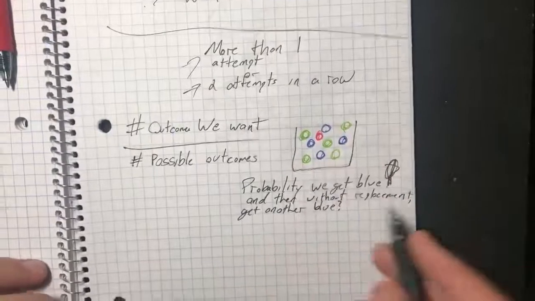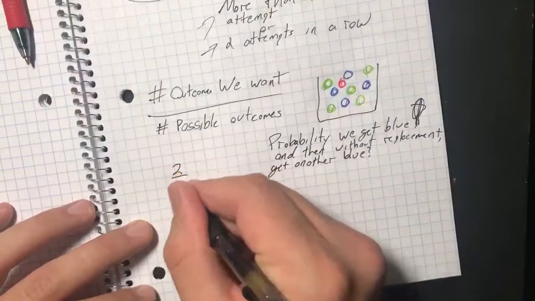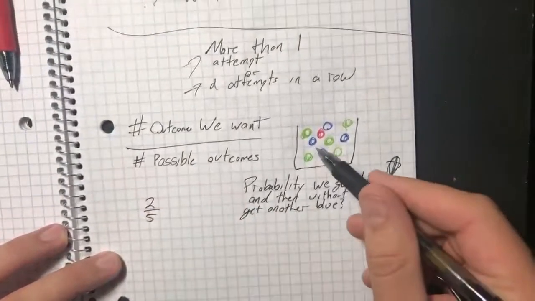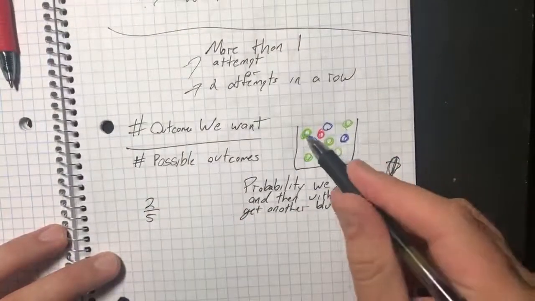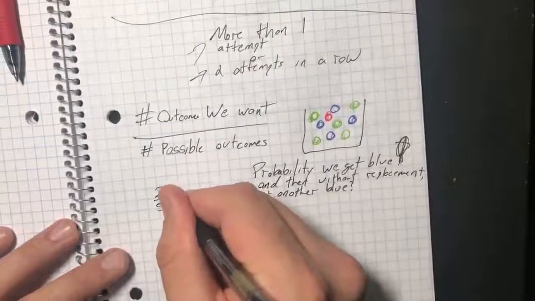Okay, cool. So let's talk about this one. The probability that we get blue on the first rip is totally correct. And you guys were right. It's 2 out of 5 because there's 4 blue ones and there's 10 total, right? 1, 2, 3, 4, 5, 6, 7, 8, 9, 10. So what about the second one?